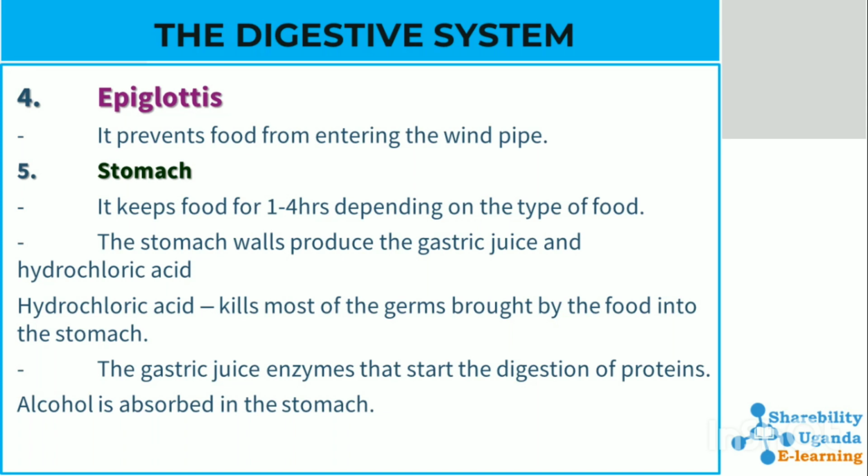We have the stomach, which keeps food for 1 to 4 hours depending on the type of food. The stomach walls produce the gastric juice and hydrochloric acid. Hydrochloric acid kills most of the germs brought by the food into the stomach. And the gastric juice has enzymes that start the digestion of proteins.